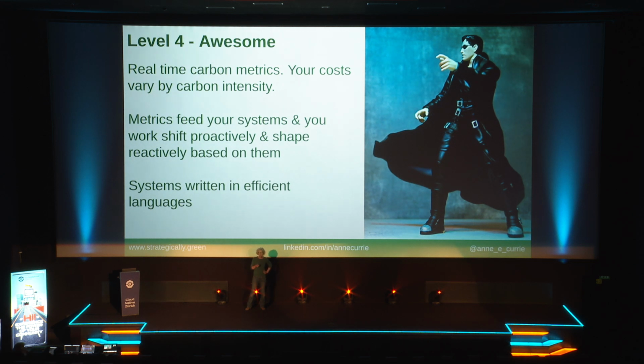But what about level 4? Well, level 4 is when you're looking at your systems and saying that system needs to be more efficient, needs to be code efficient, needs to be written in a language like Rust, it needs to be using things like eBPF to be more efficient.